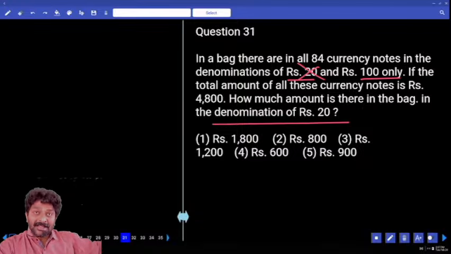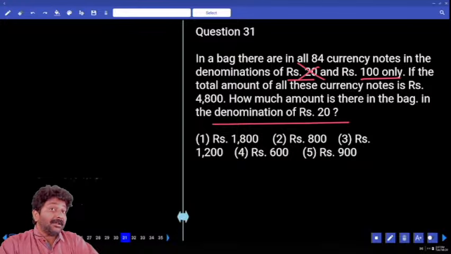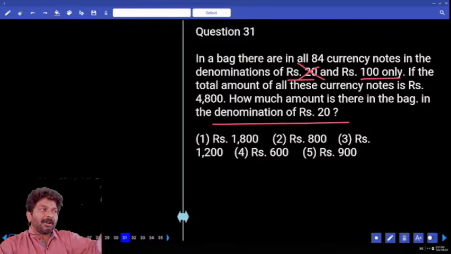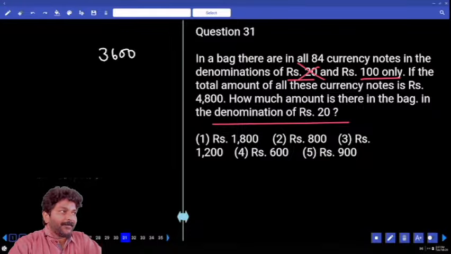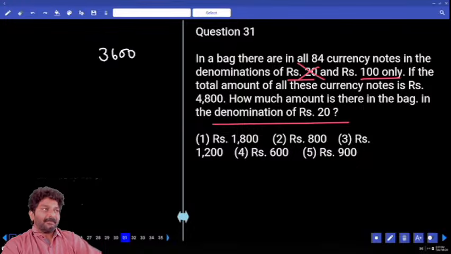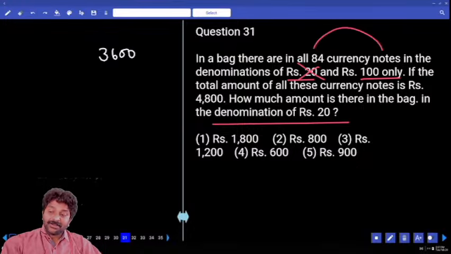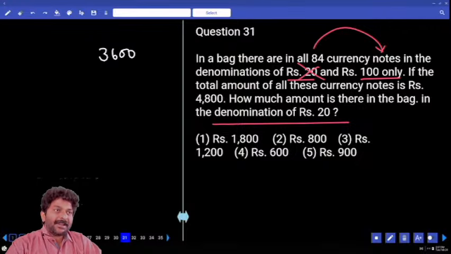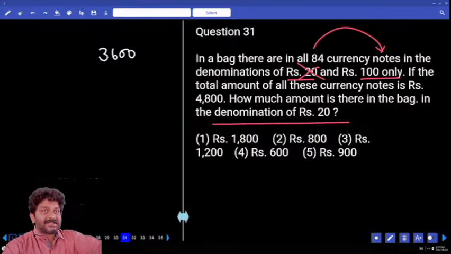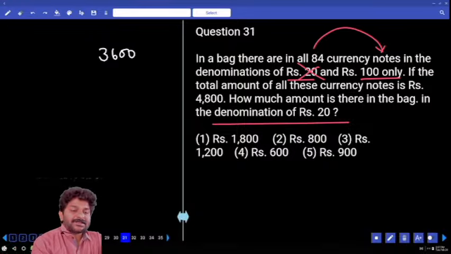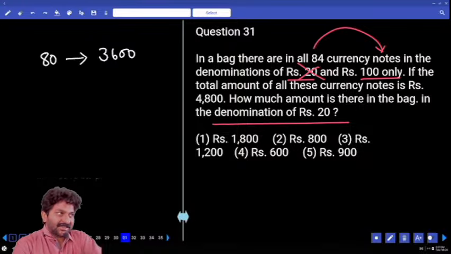8400. But how much is the amount given in the question? 4800. You got more or less? How much more? 3600 rupees more you got, correct? What is the reason for it? 20 rupee notes were converted to 100 rupee notes, correct? If you convert 20 rupees to 100 rupees, how much extra did you convert? That means because of 80 rupees extra, the overall change is 3600, correct?